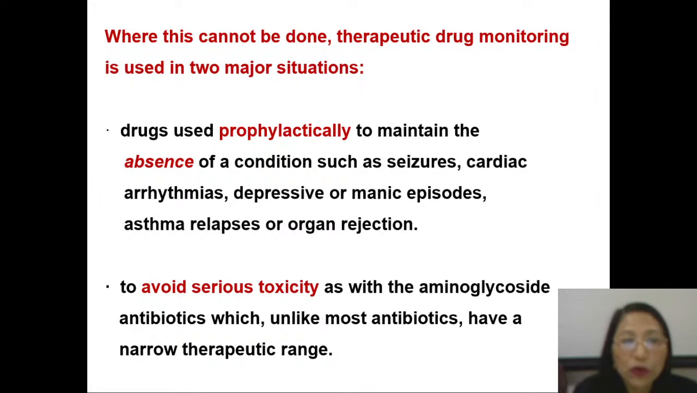And the second is to avoid serious toxicity, as with aminoglycoside antibiotics, which unlike most antibiotics have a narrow therapeutic range. So for many drugs with a narrow therapeutic range and serious toxicity, we will need to do therapeutic drug monitoring to maintain the therapeutic window. These are the two major indications for therapeutic drug monitoring.